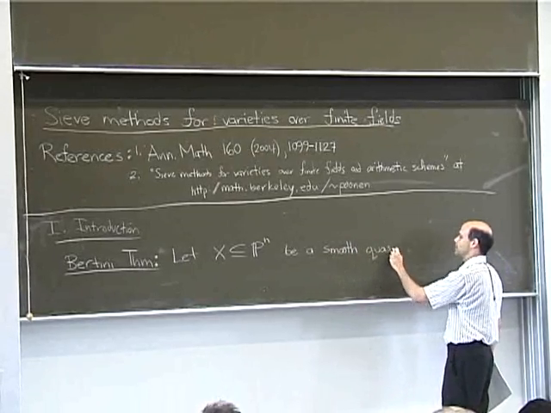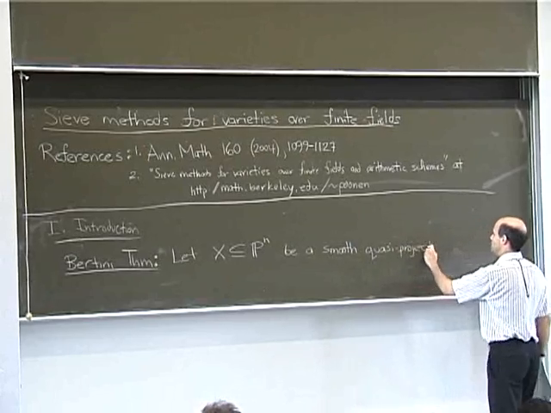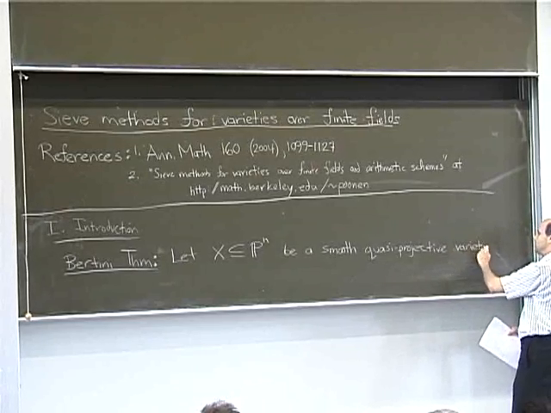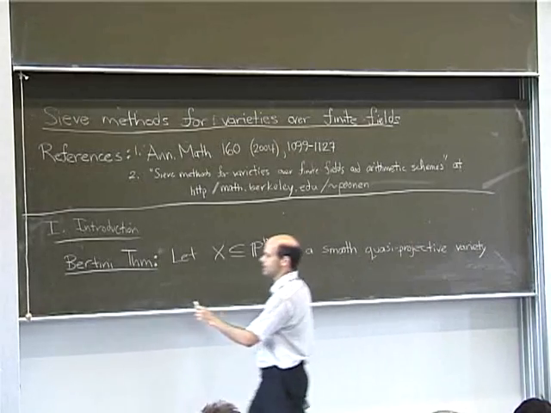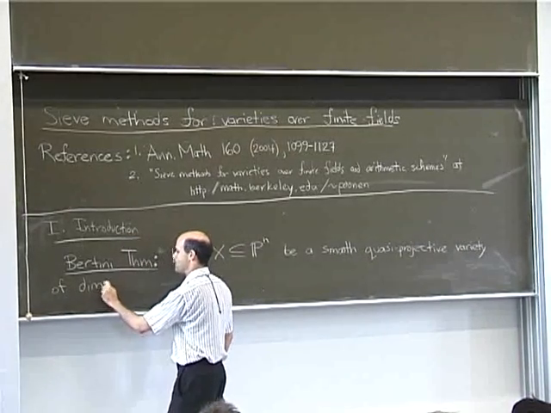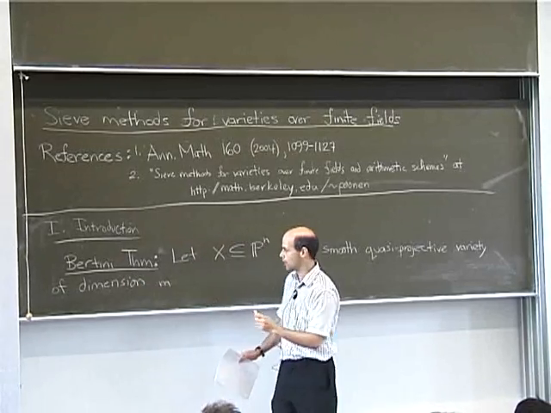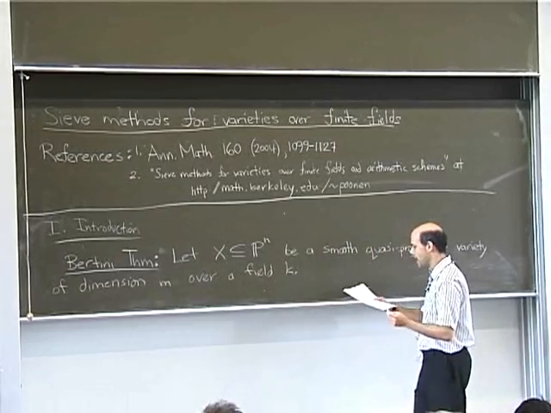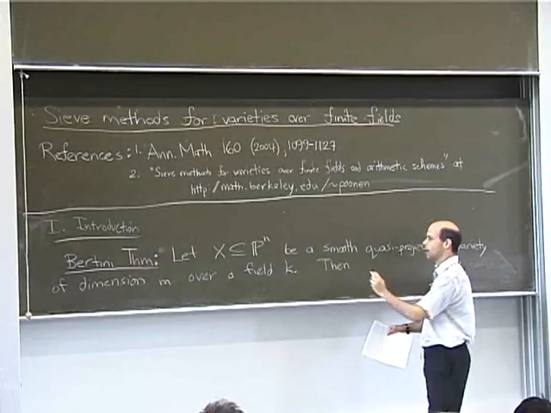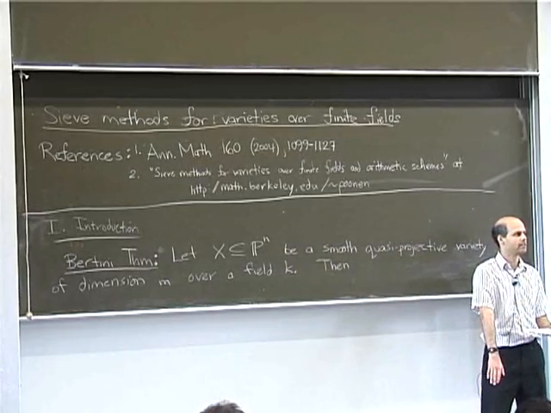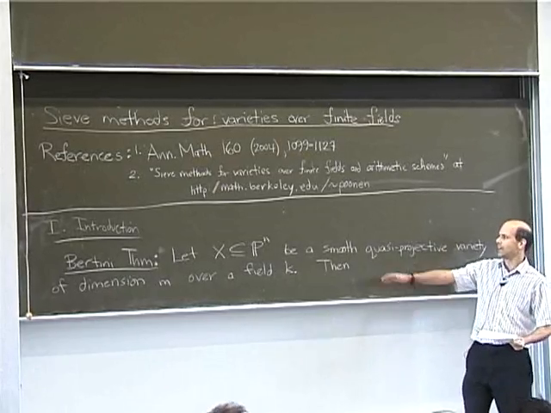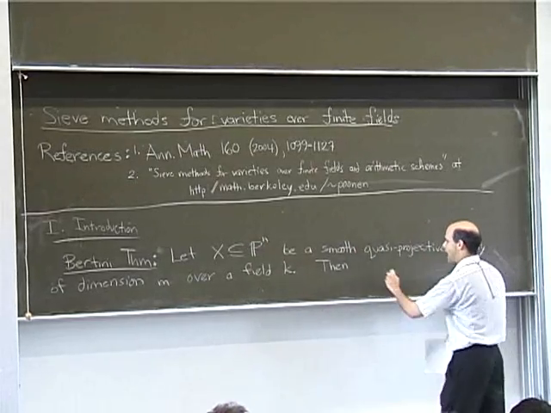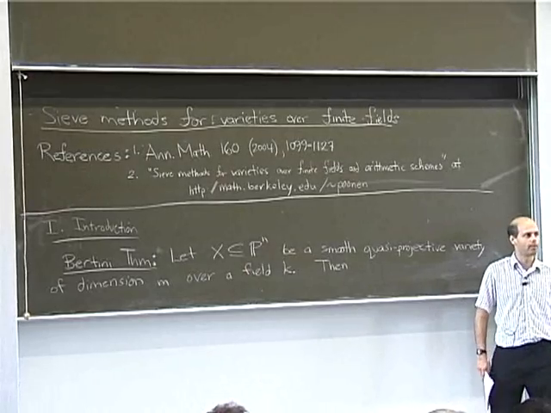So I'll start with a smooth quasi-projective variety X in Pn of dimension m, over some ground field. Then I want to know that there exists some hyperplane. I would like to say that there's a hyperplane that cuts X smoothly, so that the intersection of the hyperplane and X is also smooth. And not only that there exists one, but that most hyperplanes should have that property.